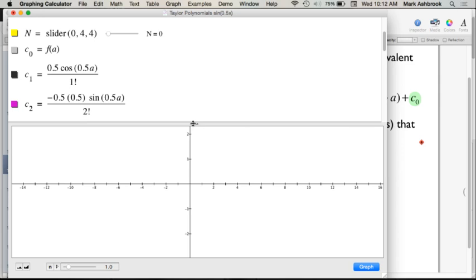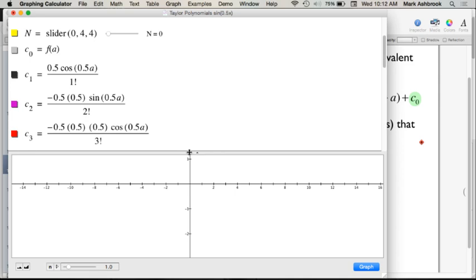So what is the third coefficient? It's going to be the third derivative evaluated at a over 3 factorial. And so that's just what? Cosine of 0.5a now times 0.5 cubed, and we still have the negative. Okay, have I lost you? If I lost you, ask.